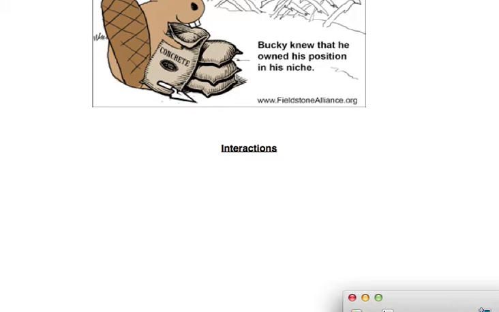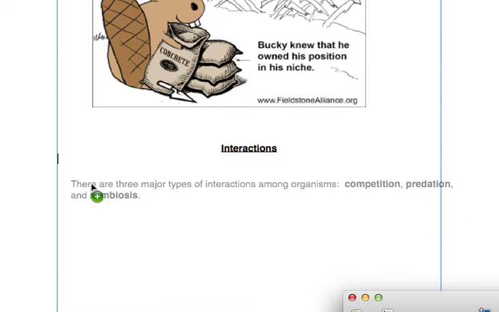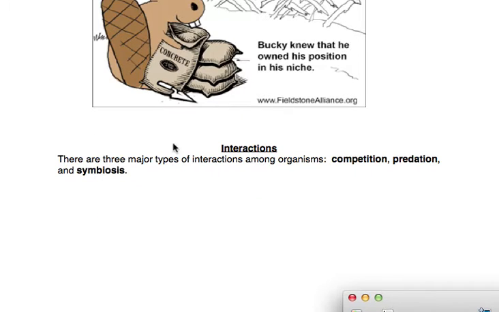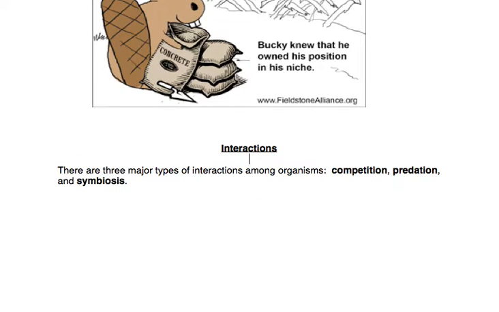And there are three major types of interactions among organisms. Three major types of interactions among organisms are competition, predation, and symbiosis. And symbiosis is a little bit more involved. So in our books, it talks about 5 types of interactions. Well, that's because symbiosis has 3 interactions of its own. First, we're going to talk about competition now.